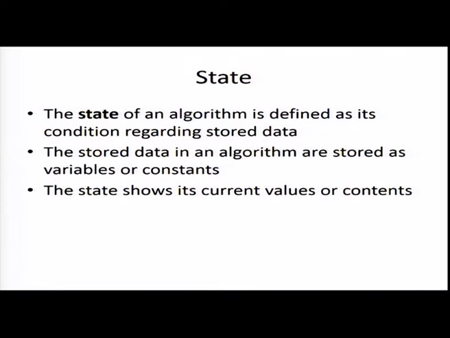Then what is the next building block? The second building block is state. What is a state? The state of an algorithm is defined as its condition regarding stored data. The stored data in an algorithm are stored as variables or constants. The state shows its current values or contents. So this state gives the sort of condition you are going to implement.